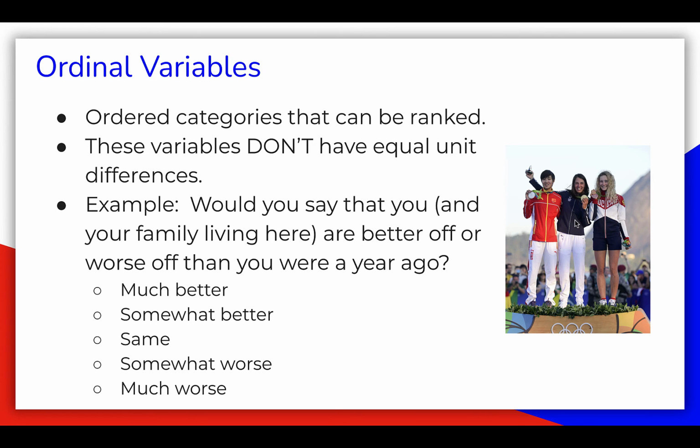Does that make sense? The difference between gold and silver was 4 seconds, and the difference between silver and bronze was 6 seconds. So that's the idea here. They're still ordered in that gold was on top, silver was second, and then bronze was third. But the differences, those second differences in their wins, are not the same.